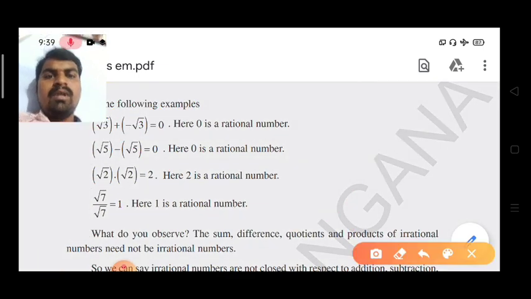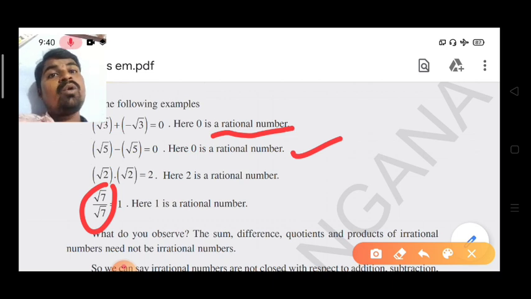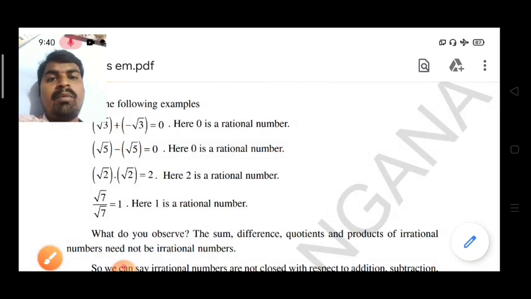So you observe that when we are adding two irrational numbers, the result can be a rational number. When we are subtracting any 2 irrational numbers, the answer is 0, which is also a rational number. When we are multiplying, both are irrational numbers, but the answer is a rational number. And dividing 2 irrational numbers, the answer is also a rational number. So the product, division, subtraction or addition of any 2 irrational numbers need not be irrational. Sometimes it becomes a rational number. It is a very important point.